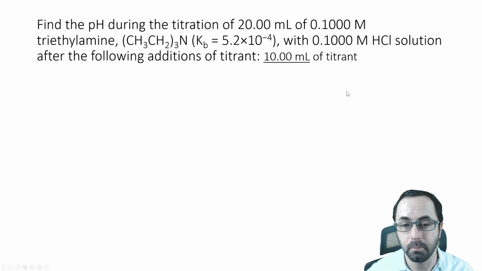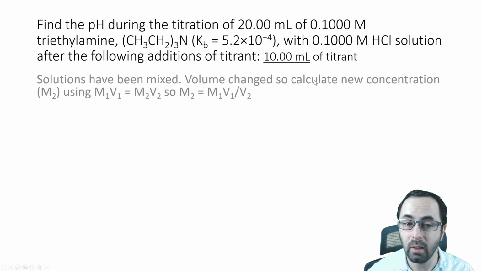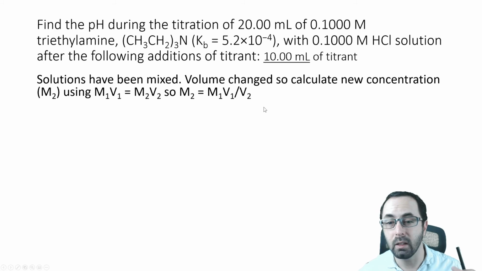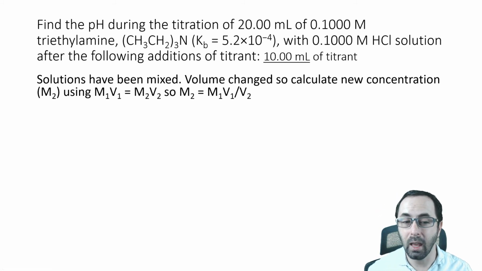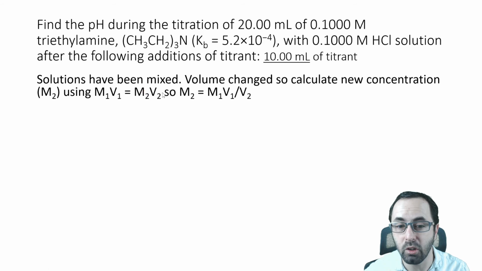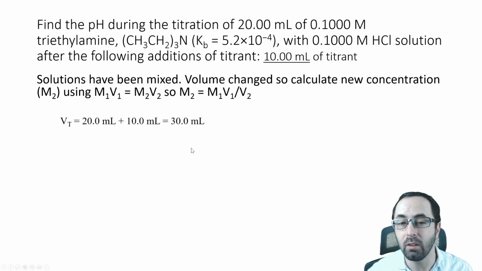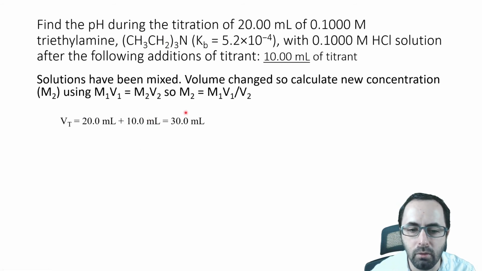Either way is fine. Okay, so now that we have a new volume, we should calculate new concentrations for everything. So the solutions have been mixed, so the volume is changed. We're going to calculate the new concentration using M1V1 equals M2V2, solved for M2. So it's M1 times V1 divided by V2. And our V2, or our V total, is the 20 milliliters of the weak base solution that we started with, plus the 10 milliliters of the HCl solution that we added, for a total of 30.0 milliliters.